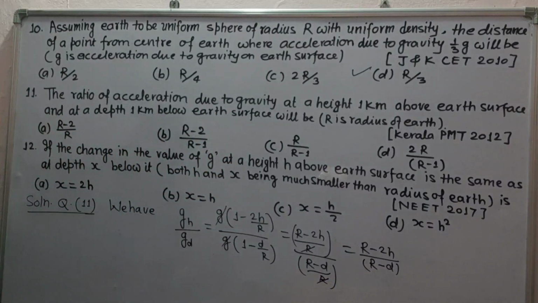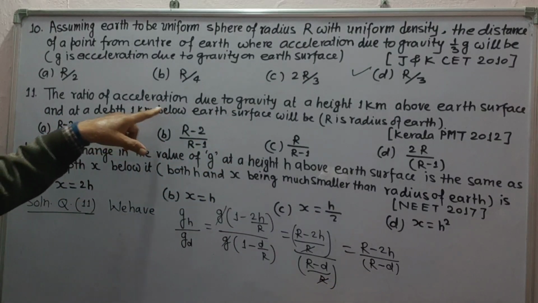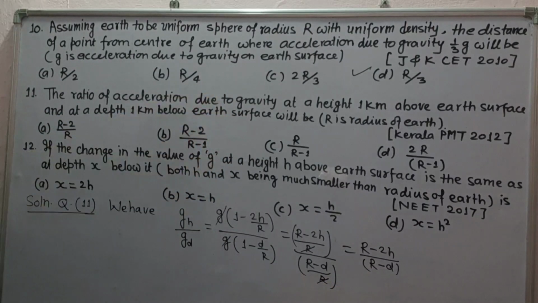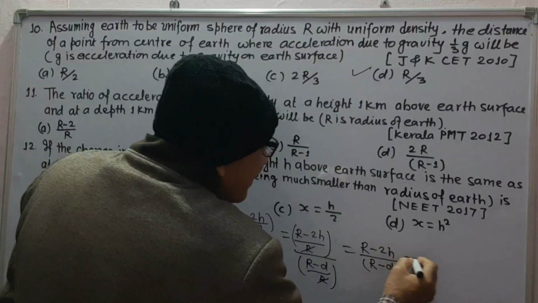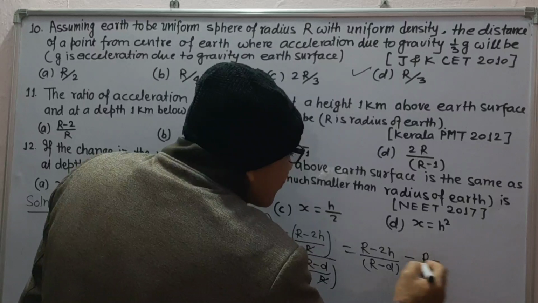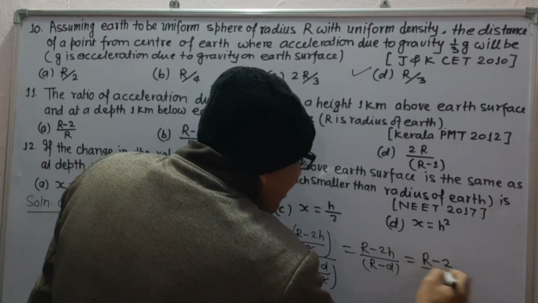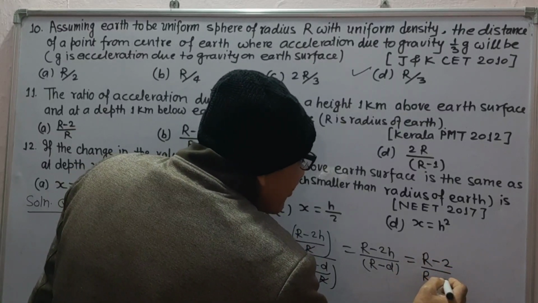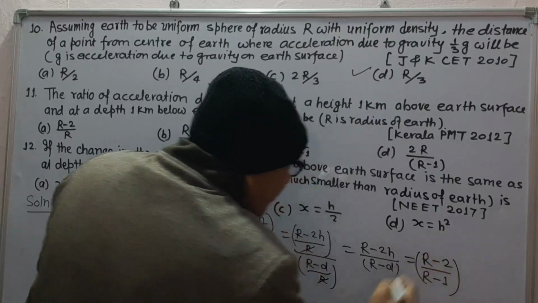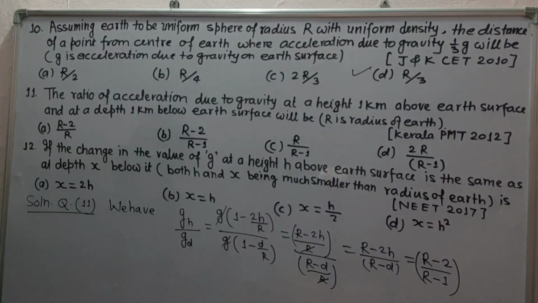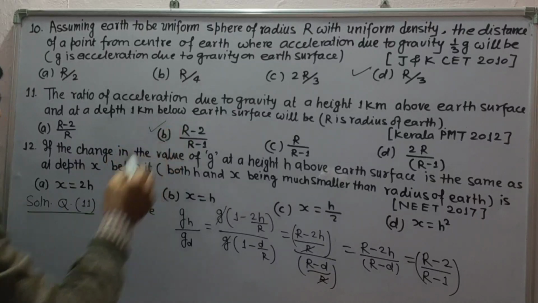Here h and d both are 1 kilometer, so it is r minus 2 into 1, that is 2, upon r minus 1. So the ratio will be r minus 2 upon r minus 1. So the correct option will be B.